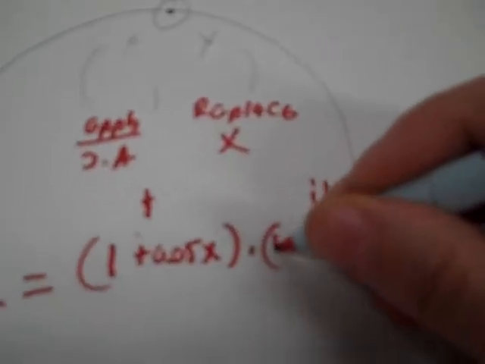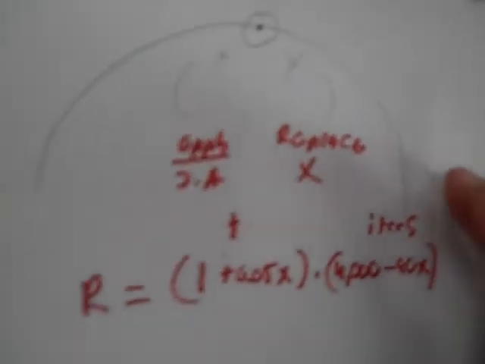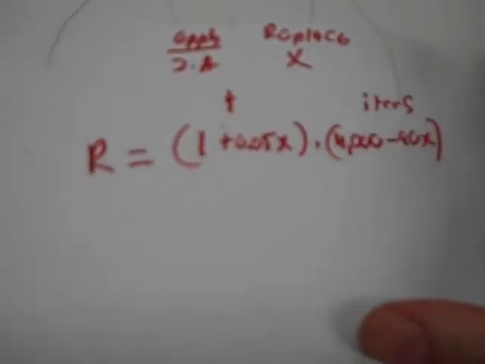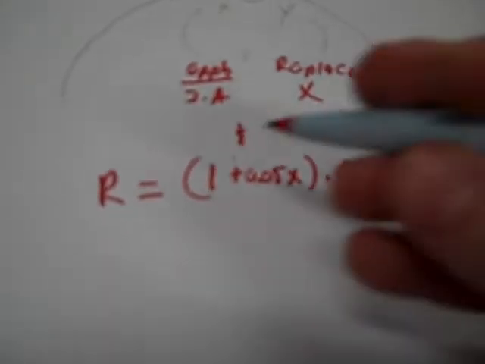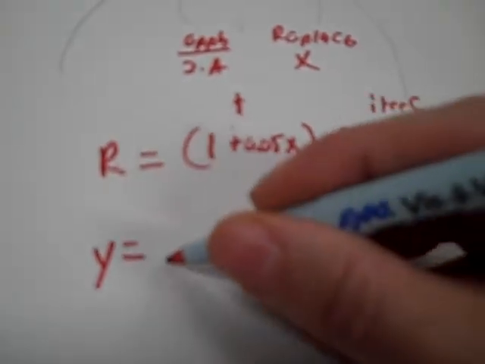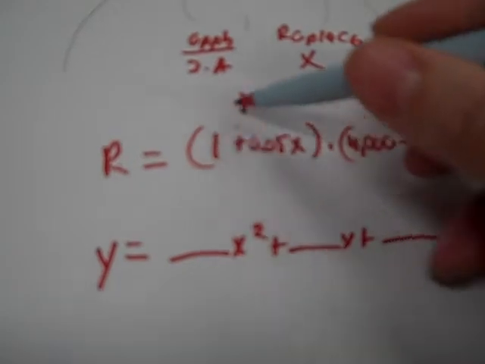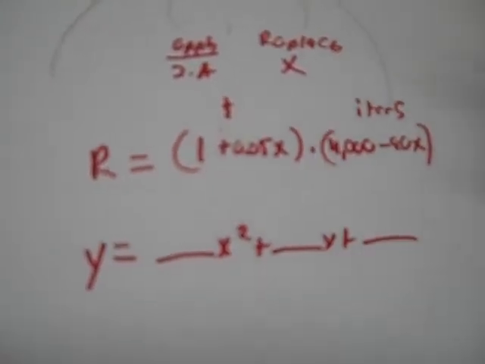Okay, now the items are 4,000. Now 80 fewer. That means minus 80x. Okay, now I don't have an A and a B, so instead of R, I put Y. And then I have to get this into a standard form equation. Now you can do the FOIL method if you want, and you'll end up here. But to make sure you're accurate, let's use the math papa.